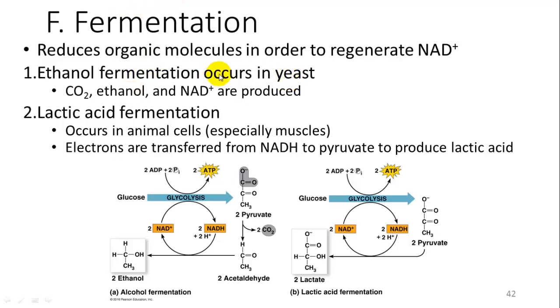Ethanol occurs in yeast. It takes the pyruvate, converts it into ethanol or alcohol, and then in that process forms NAD+. So those can then be used in glycolysis again. Lactic acid is the same thing, but it has lactate instead of ethanol. This occurs in animals, in our tissues. So when we go through strenuous exercise, we will produce lactic acid because we have exhausted the use of our oxygen and then have to revert to fermentation.